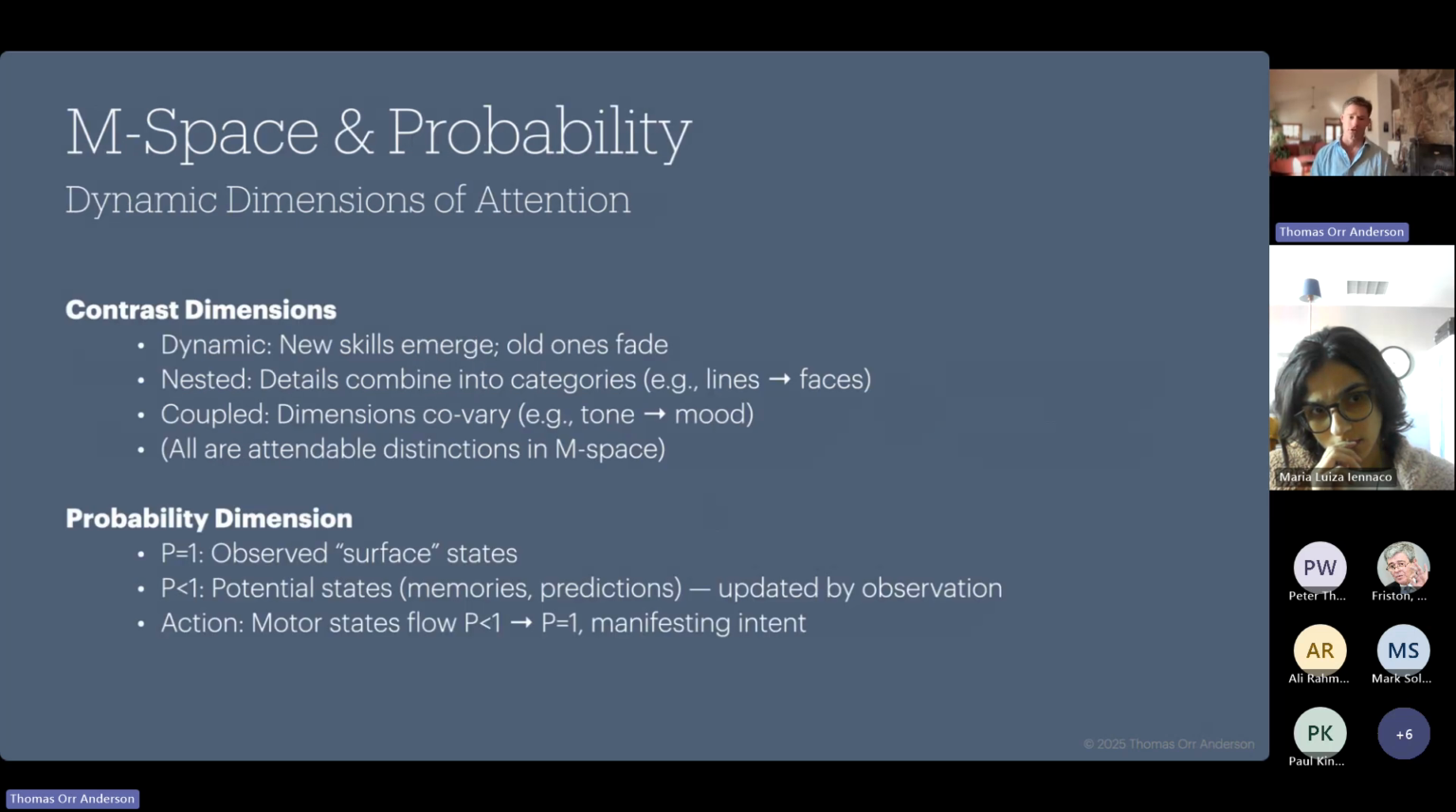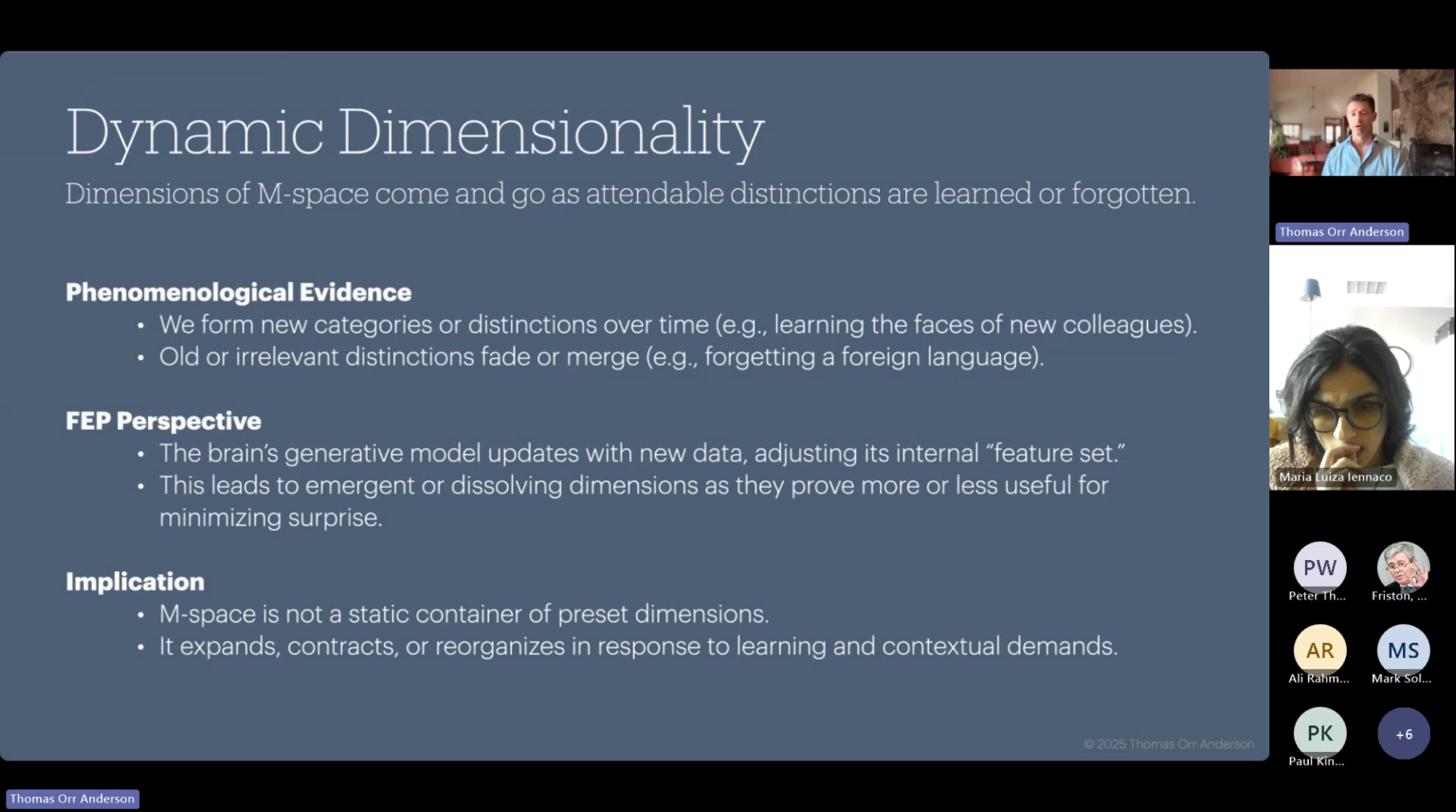So some core features, aspects of the framework: M space and probability. There are contrast dimensions, the dimensions that are attendable contrasts. They're dynamic, nested, and coupled. We'll get into each of those features as we proceed. And then a probability dimension that includes P equals 1 for observed states and P less than 1 for potential states that are, of course, updated by observation, and action as motor states flowing from P less than 1 to P equals 1.